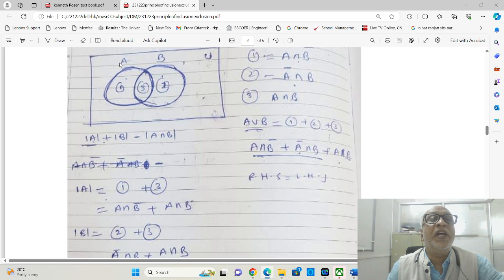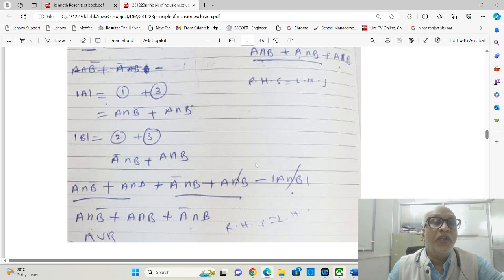So what will be A union B now? A union B will be equal to 1 plus 2 plus 3, all the elements taken together. That's why here it is written as A union B is equal to 1 plus 2 plus 3. And we know what 1, 2 and 3 are. 1 is A intersection B bar, 2 is A bar intersection B, and 3 is A intersection B.